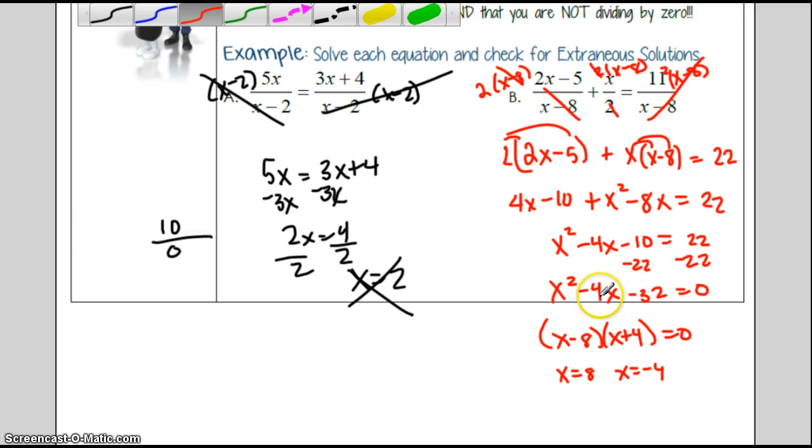All right, so let's go ahead and see how you did. So distributing, combining like terms, getting that 22 back over here so that it equals 0, and then we can factor. Factors of negative 32 that add to get negative 4 are negative 8 and positive 4. So setting each part equal to 0, we get 8 and negative 4. So plugging it back in, or looking at the bottom here, if we plug in an 8, that would give us 0. So 8 is the extraneous solution.